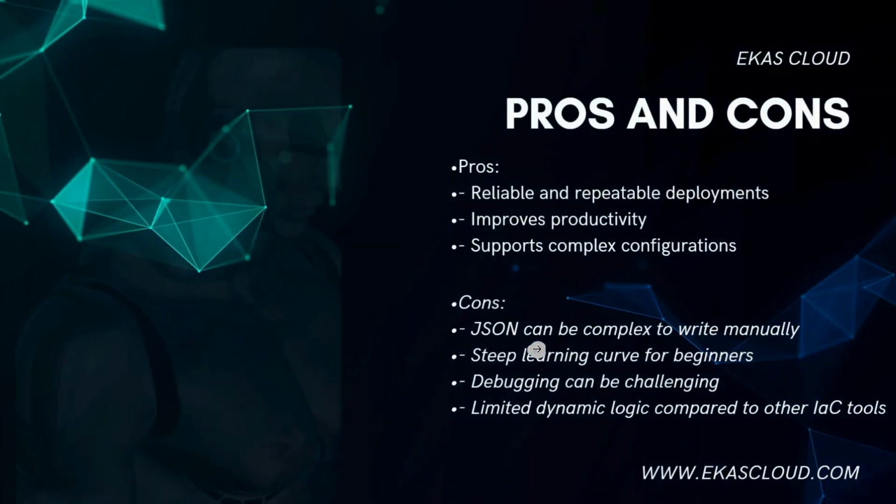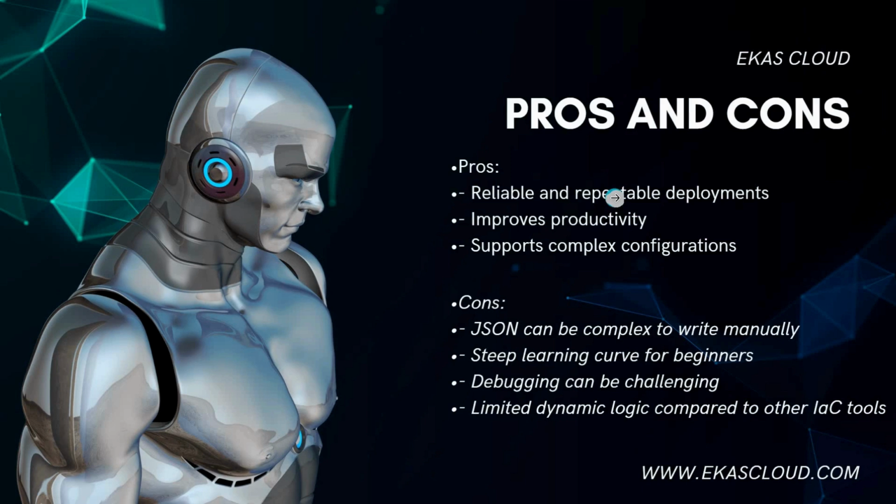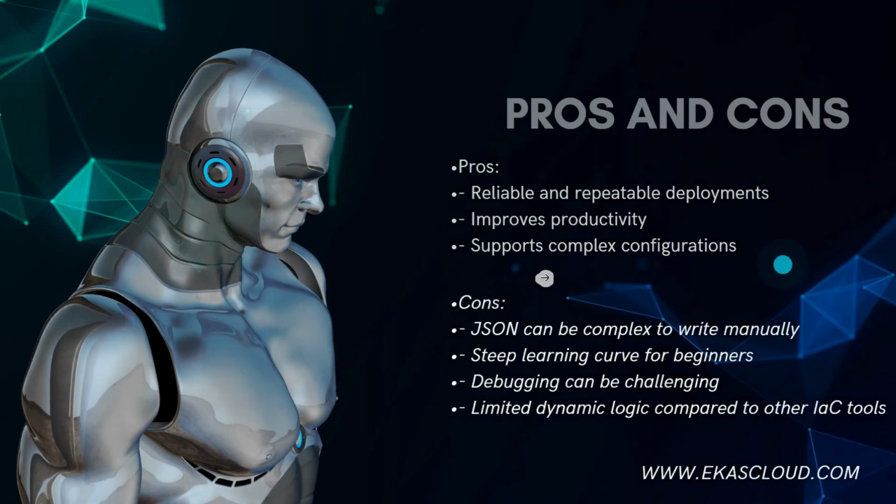The pros and cons of ARM templates: first I will talk about the pros. They are reliable and repeatable. Every deployment is the same. They improve productivity, especially for large teams, and they support complex scenarios, even full-stack infrastructure setups. The cons: writing JSON manually can be tough, especially for beginners. The learning curve is steep at first. Debugging errors in templates can take a huge amount of time, and they are not as dynamic as other tools like Bicep or Terraform. So these are the pros and cons of ARM templates.